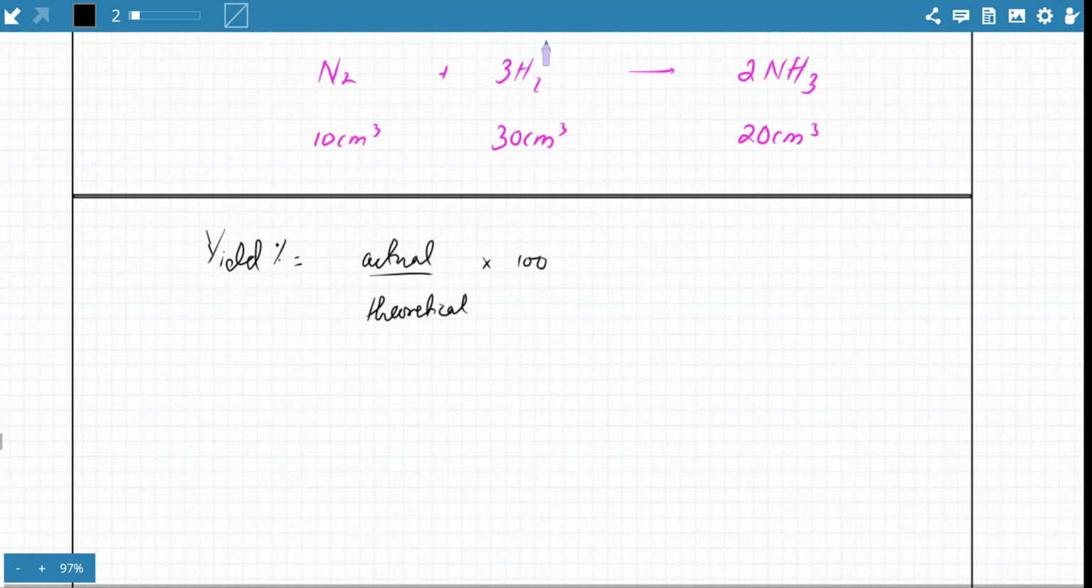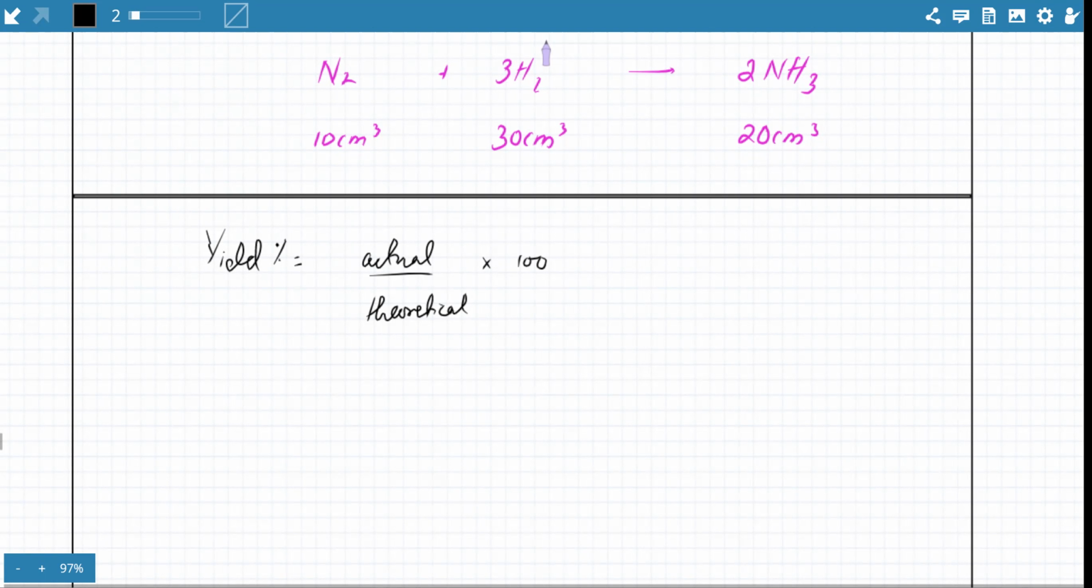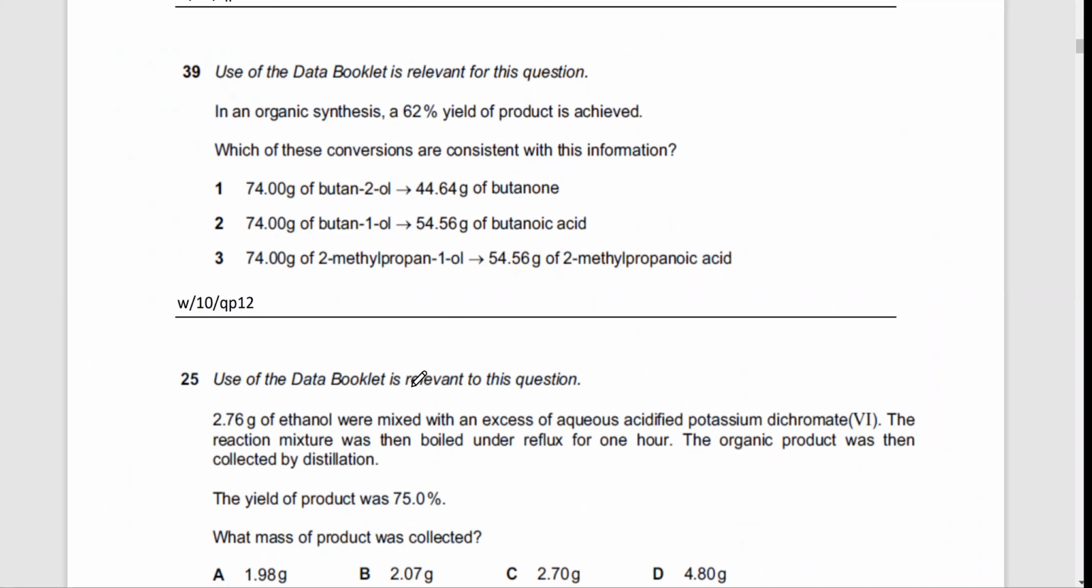Anyways, this is yield. We can try and do a few questions about this. Let's do this. In this question he's saying that there's 74 grams of butanol and it's producing 44.64 grams of butanone. Now butanol you can simply Google it for now. It's C4H9OH. And butanone would be C4H8O. Now again you don't have an equation and I told you that a lot of times you just need to figure out the ratio. So one molecule will only make one molecule.